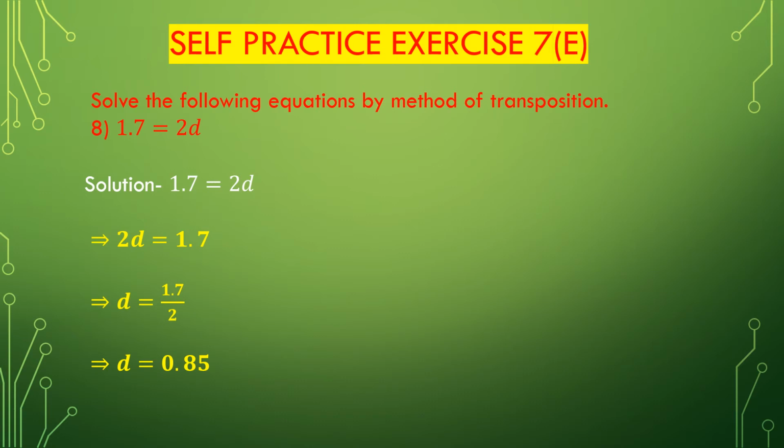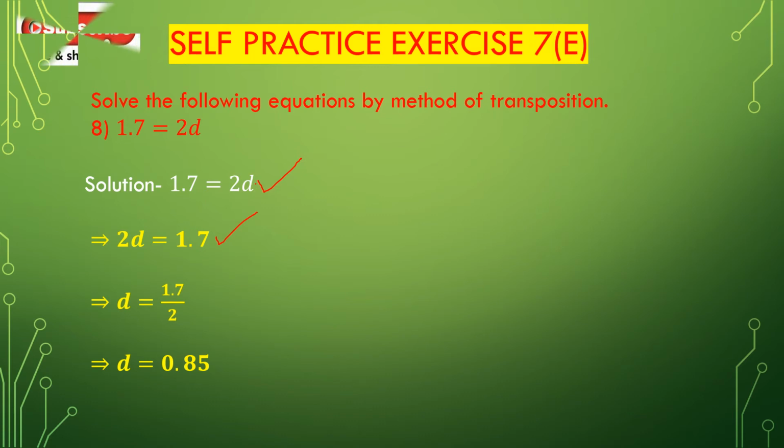Now we solve question number 8. Question number 8 is 1.7 equal to 2d. This is the equation given and we have to solve the value for the variable d. 1.7 equal to 2d can be written as 2d equal to 1.7. 2d will be on the left hand side and 1.7 will be on the right hand side.